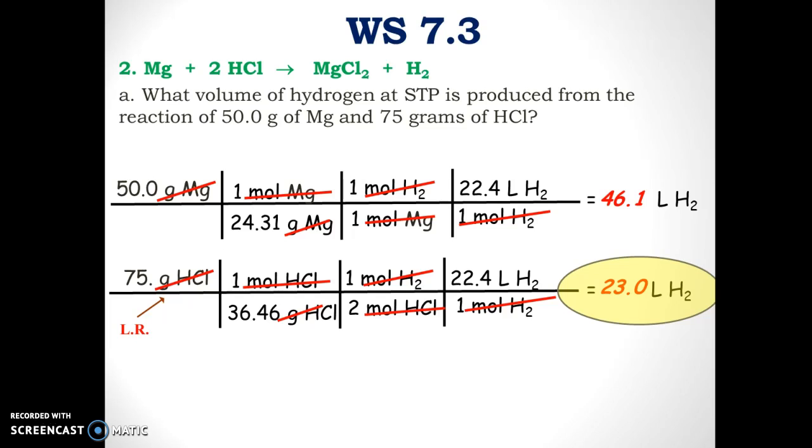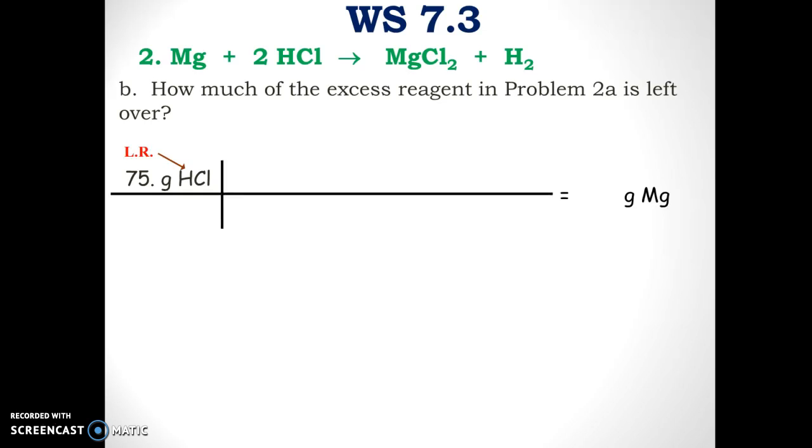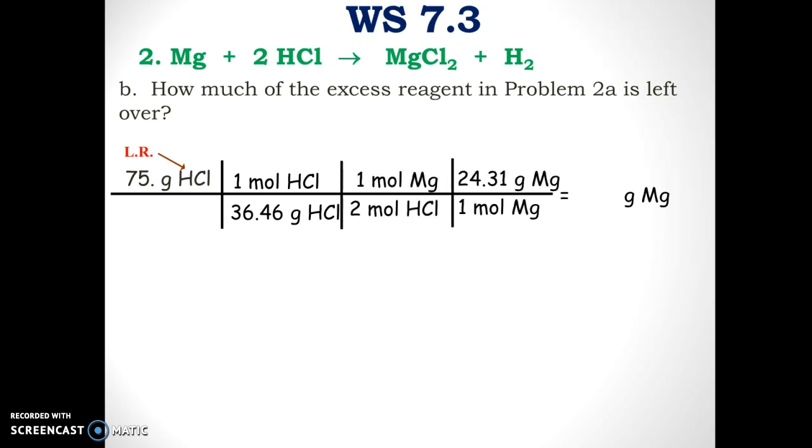Alright, so once I have my limiting reactant, that's part A, I'm going to take my limiting reactant for part B and see how much of my other reactant would be left over. So I'm going to start with my limiting reactant, and I'm going to go to my other reactant, Mg. And in this case, because I'm given grams of Mg, I'm going to go to grams of Mg as well. So I go from grams of HCl to moles of HCl, moles of HCl to moles of Mg. Again, that ratio 2 to 1 here. So 2 going on bottom, 1 going on top. And my grams of Mg on top. So I end at 25 grams of Mg.